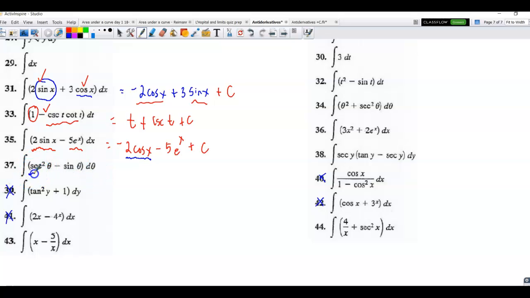Number 37. Think about the function that has a derivative of secant squared. And the trig function that has a derivative of secant squared is tangent. So the antiderivative of secant squared theta is tangent theta, and the function that has a derivative of sine is negative cosine, but the negative's already there, so that's going to be plus cosine theta plus c.